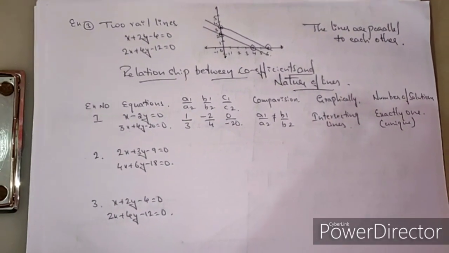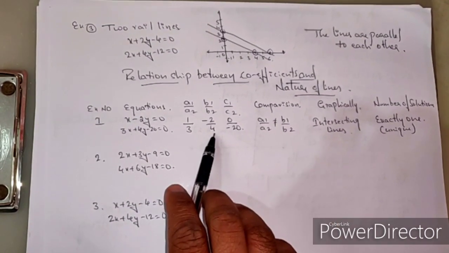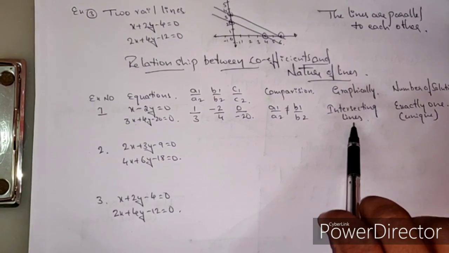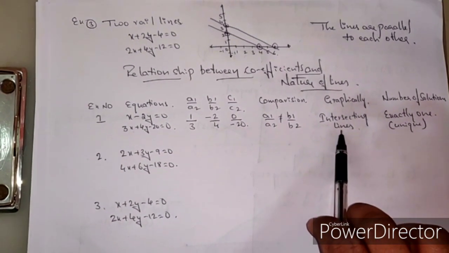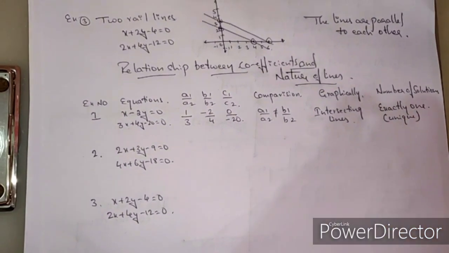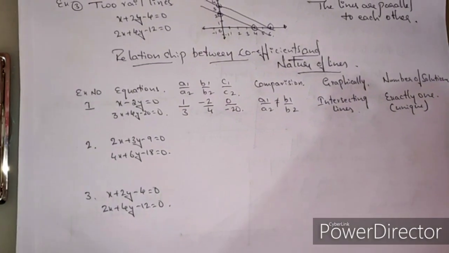On comparing, we can tell that a1 by a2 is not equal to b1 by b2. And how are the lines? The lines are actually intersecting. When they intersect each other, how many solutions can we get? We get exactly one solution, or only one solution. Let us try the same with the next example.